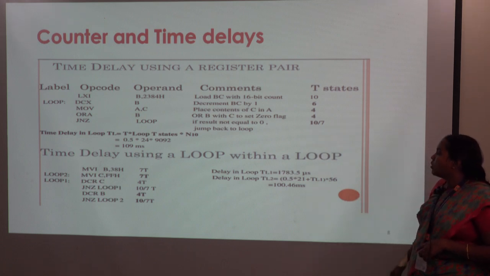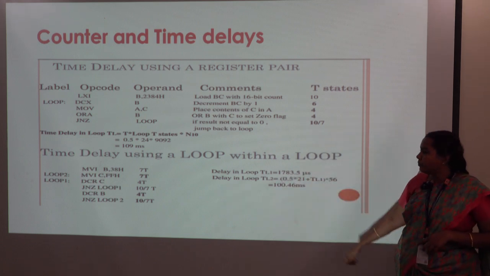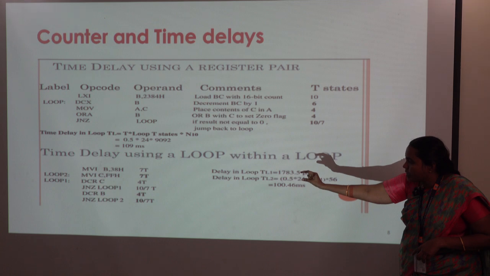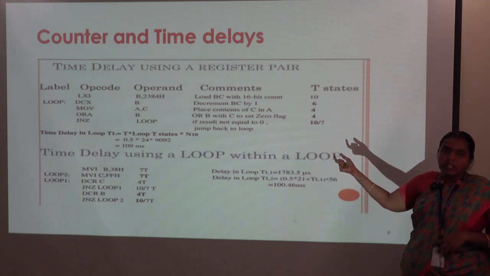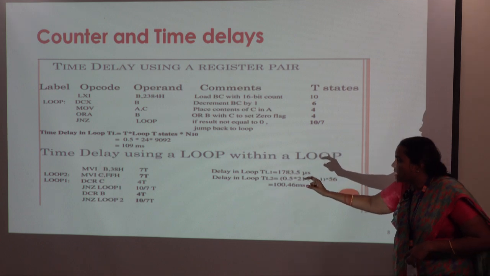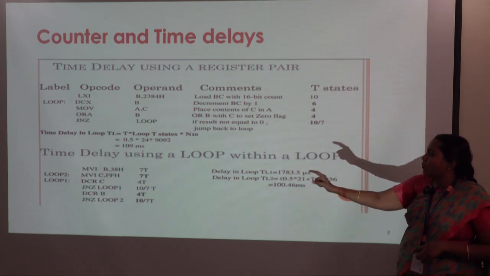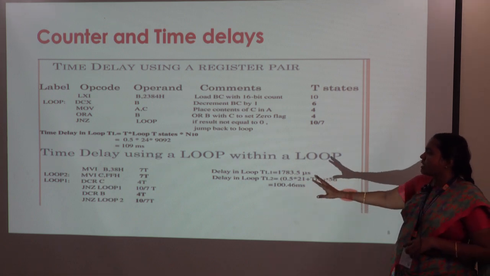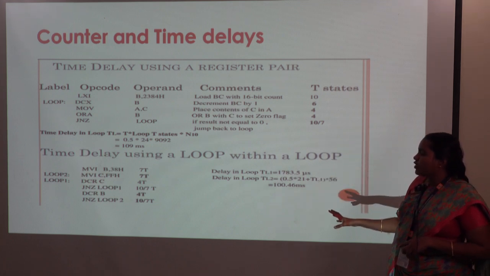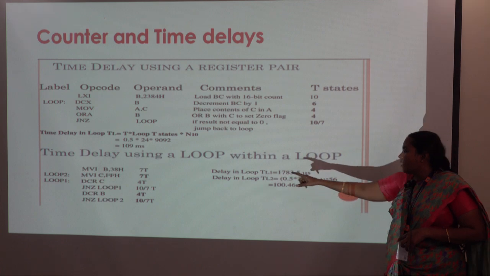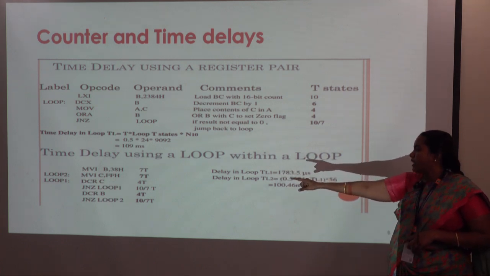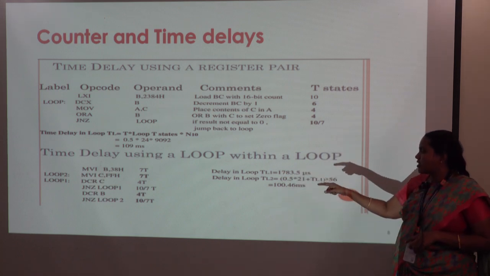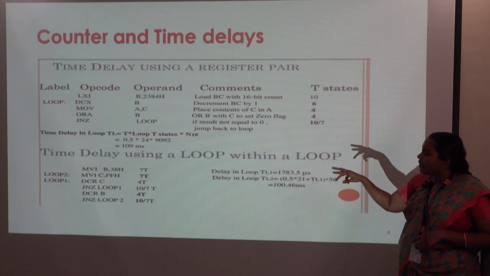Next is the time delay using a loop within a loop. We have to consider the double loop. Move immediate B, 38; move immediate C, FF. This loop we have already seen in the first program. So move immediate C, FF, decrement C, jump on no zero within loop 1. Next, decrement B, jump on no zero, loop 2. The only difference is move immediate B; until it reaches 0, the loop will be executed. The loop with move immediate C, FF, decrement C, jump on no zero is already 1783 microseconds, the execution time for these instructions. So we only have to add the remaining loop.